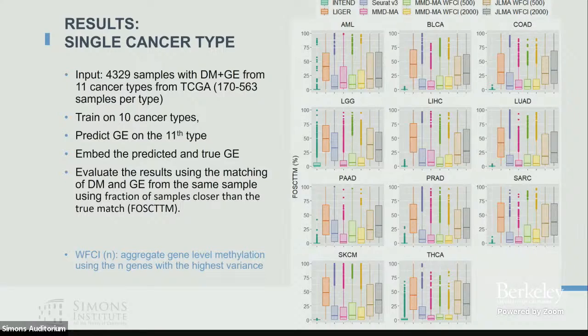So here are the results. We compared ourselves to LIGER, SCIRA, and MMD-MA in several versions. And on the y-axis, we see the score, the fraction of samples closer than the true match. And we see that INTENT is substantially better than all others in virtually all cancers.